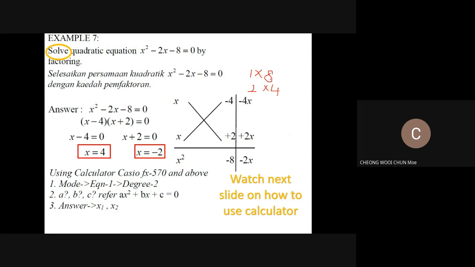So from here, how to get 2? 1 plus 8 or minus cannot. So use 2, 4. 2 plus 4 is 6, cannot get 2. So 4 minus 2 you get 2. So you use 2, 4. So you can use 4, 2 or 2, 4, anywhere also can.